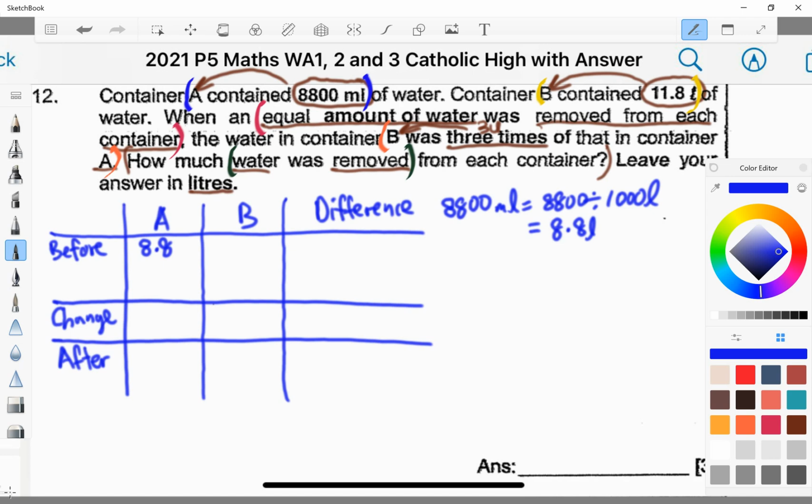Thereafter, I have container B having 11.8. So as everyone can see, the difference between A and B is actually 2. But I would love to have it in units. So what do I mean? If I were to key this into my calculator, I can take 8.8 divided by 11.8.